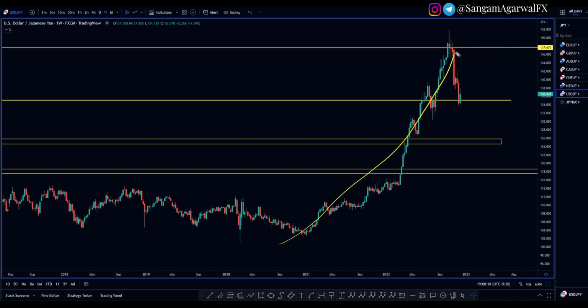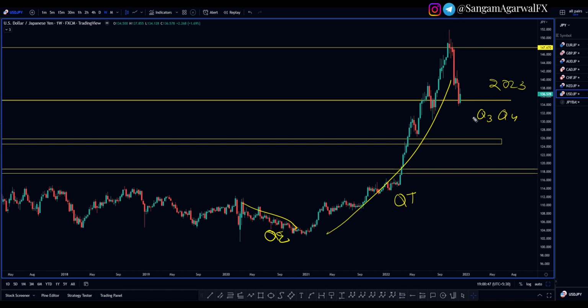And if this is the end of the USD JPY bullish trend, then a multi-year bearish trend on this pair has started, because that was the QT monetary policy of the Fed and that was QE monetary policy. And next year 2023 there will be a recession. Then in the third and fourth quarter speculation for rate cuts will start, and that will be the beginning of QE monetary policy, when in the end the Fed sells dollar.